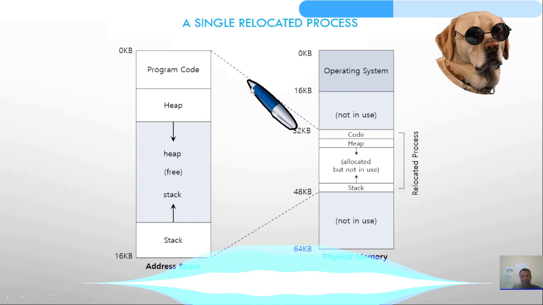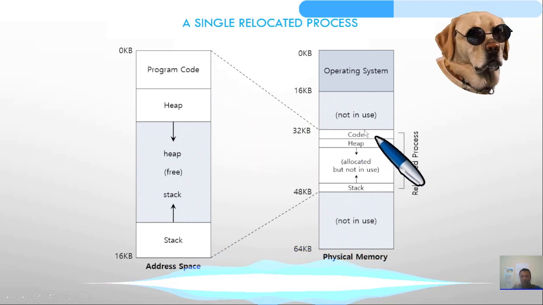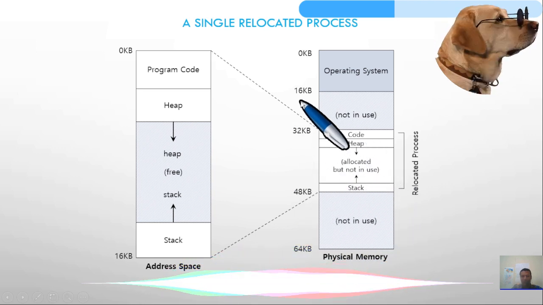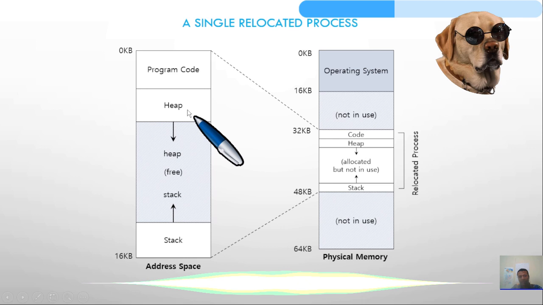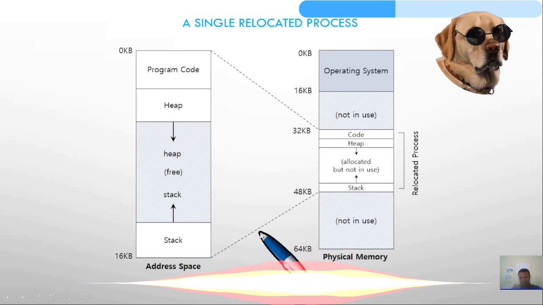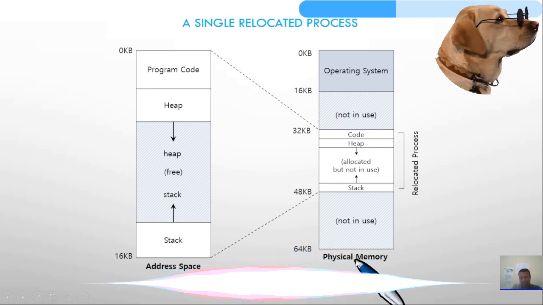So the operating system, with the help of the hardware, assigns it here. Okay, so this is the physical memory allocation. We have 64 kilobyte, but the virtual memory, the address space, is translated into physical memory.